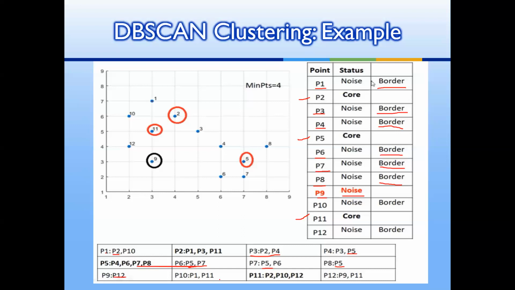Then P10: P1 and P11. Out of these two, P11 is the core, and that's why P10 can be the border point here. Again, P10 is the border point, right? P11 is core point, and check for the P12. Neighbors of the P12 are P9 and P11. So P11 is my core point, and that's why my P12 is also the border point. So once you have obtained this solution, only one point, the P9 point highlighted here with the black color, is the noise point, right? Then by considering these groups, core points, we have obtained a total of 3 clusters.